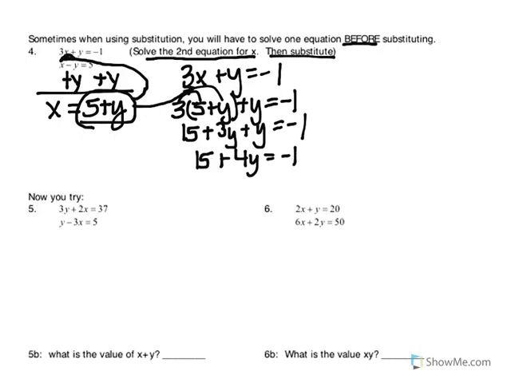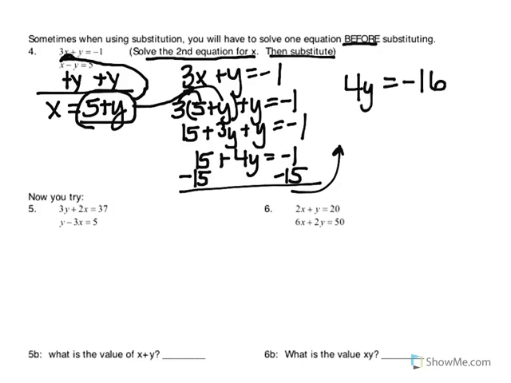equals -1. So we're trying to solve for y, so we want to get it by itself, so I'm going to subtract 15 from both sides. So now we have 4y equals -16. Divide by 4, and y equals -4. Now, once I know that y equals -4, I can plug that in to one of our original equations and solve for x.